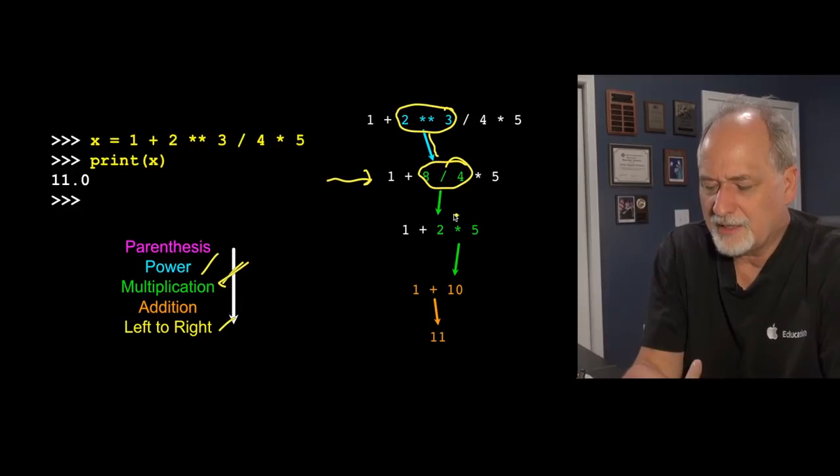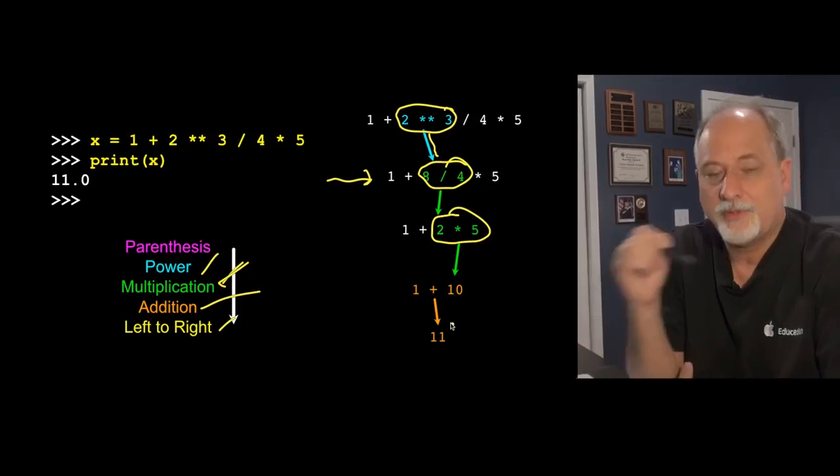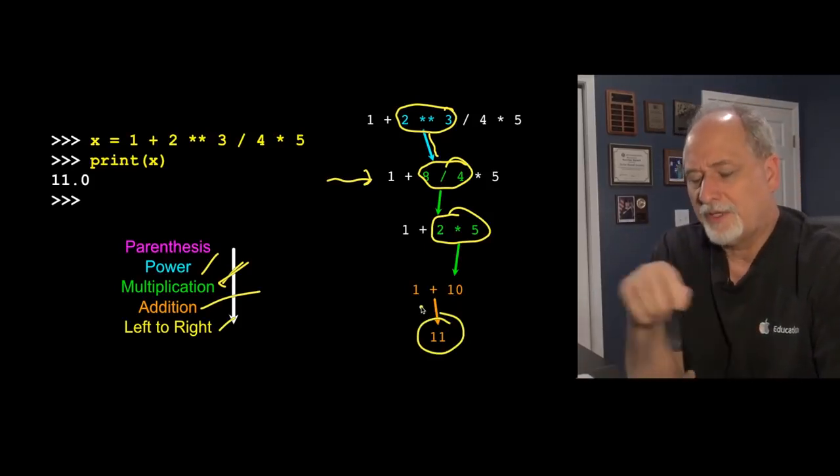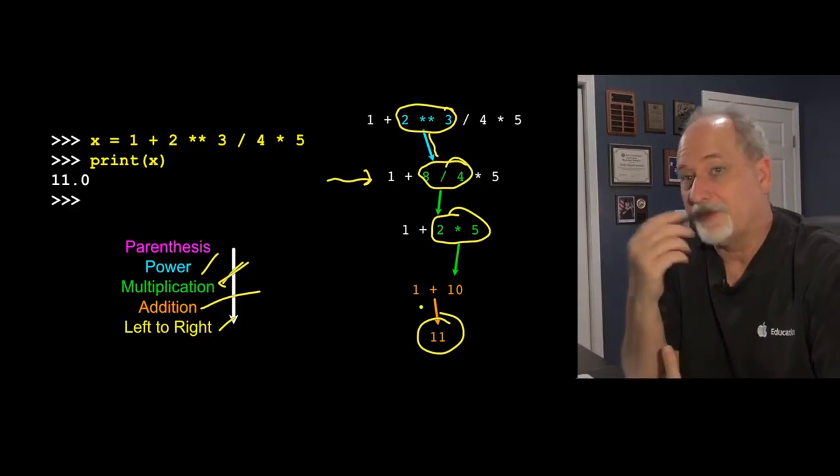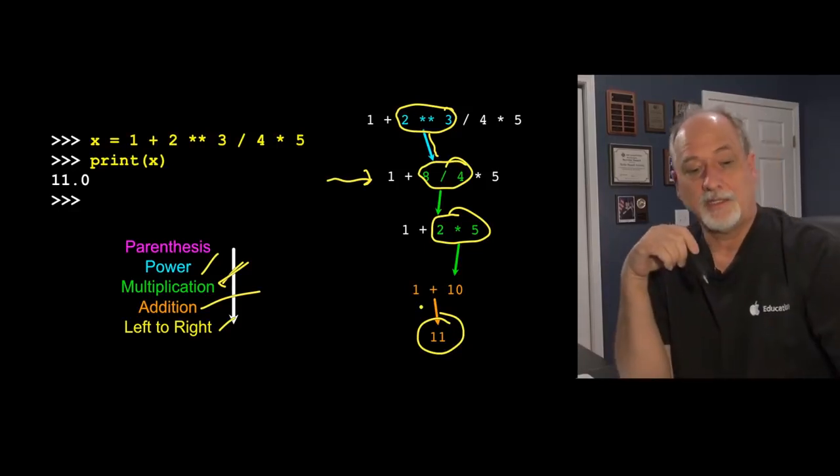So that does this next. 2 times 5 becomes 10. I rewrite it again. And then 1 plus 10, addition, is the lowest thing. And that's how we end up with 11. And so that's how I would do these problems if I ever saw the problem on an exam.